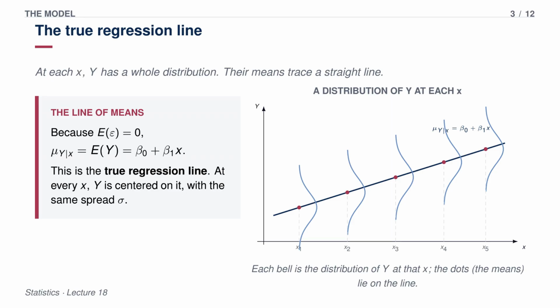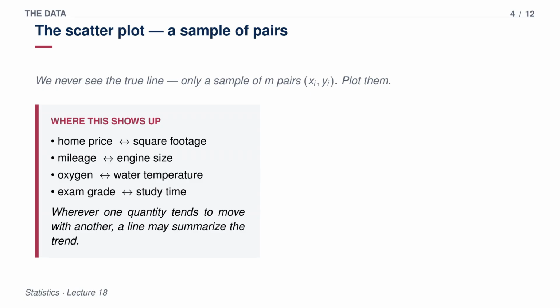Look at the picture. At each x value, there's a little bell curve of possible y's, and the dot marking each bell's center sits right on the line. Same spread, sigma, at every x, just the center slides along the line. In real life, we never see that true line. Beta-naught and beta-1 are unknown constants of nature.